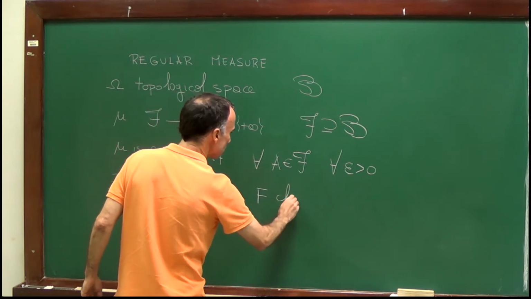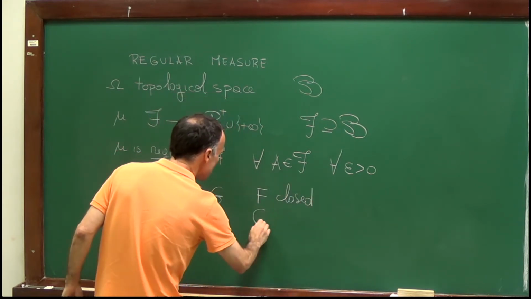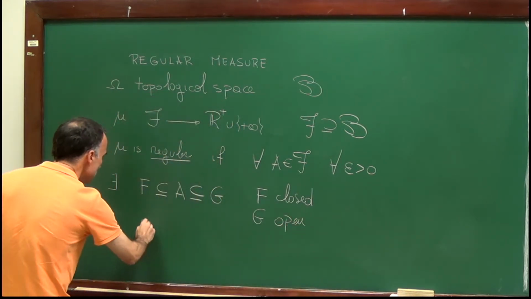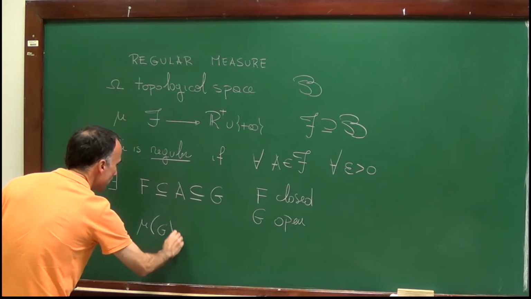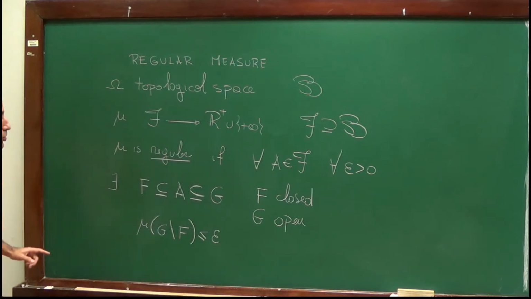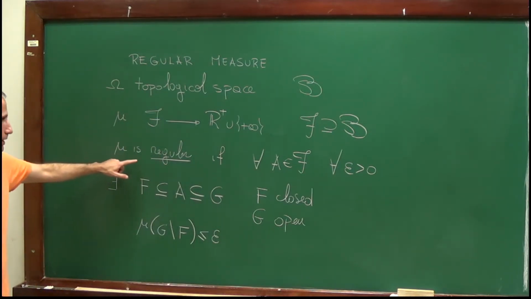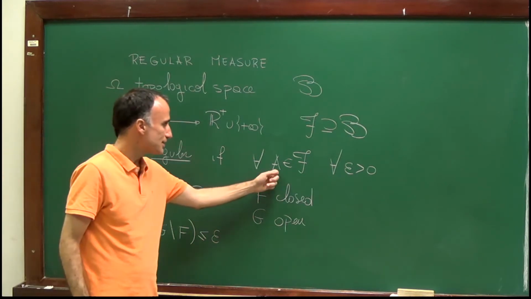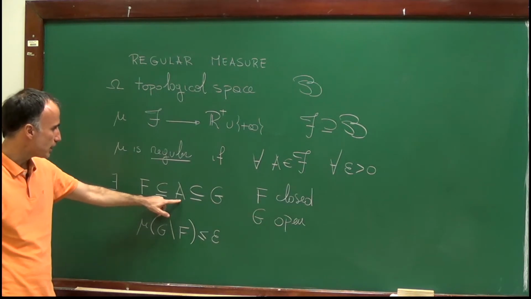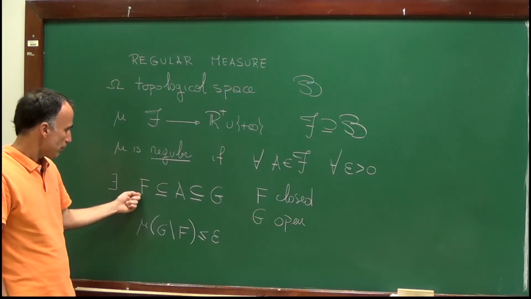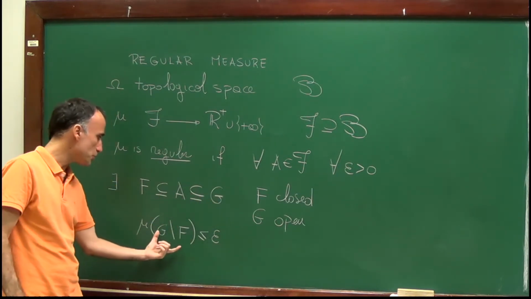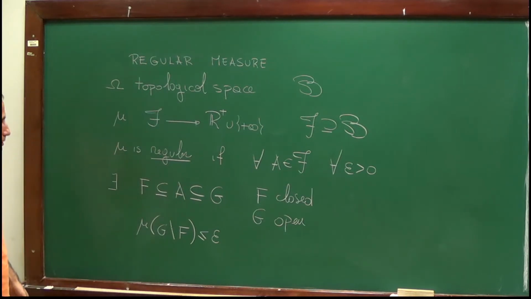F is closed, G is open, such that mu of G minus F is smaller than epsilon. Right? So we'll say that the measure is regular if for any set A in the sigma algebra F and for any epsilon, we can approximate the set A from below by a closed set F, and from above by an open set G, in such a way that the measure of G minus F is less than or equal to epsilon.